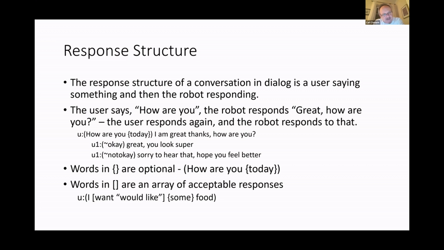The u1 that is indented says I'm waiting for a response from the user. The user then says a yes or a no, or "I'm okay, I'm great, I'm super," whatever it happens to be. We have that inside a concept, which I'll explain in a moment, and the robot says, "Great, you look super." Or if we say we're not okay, it says, "Sorry to hear that, hope you feel better."